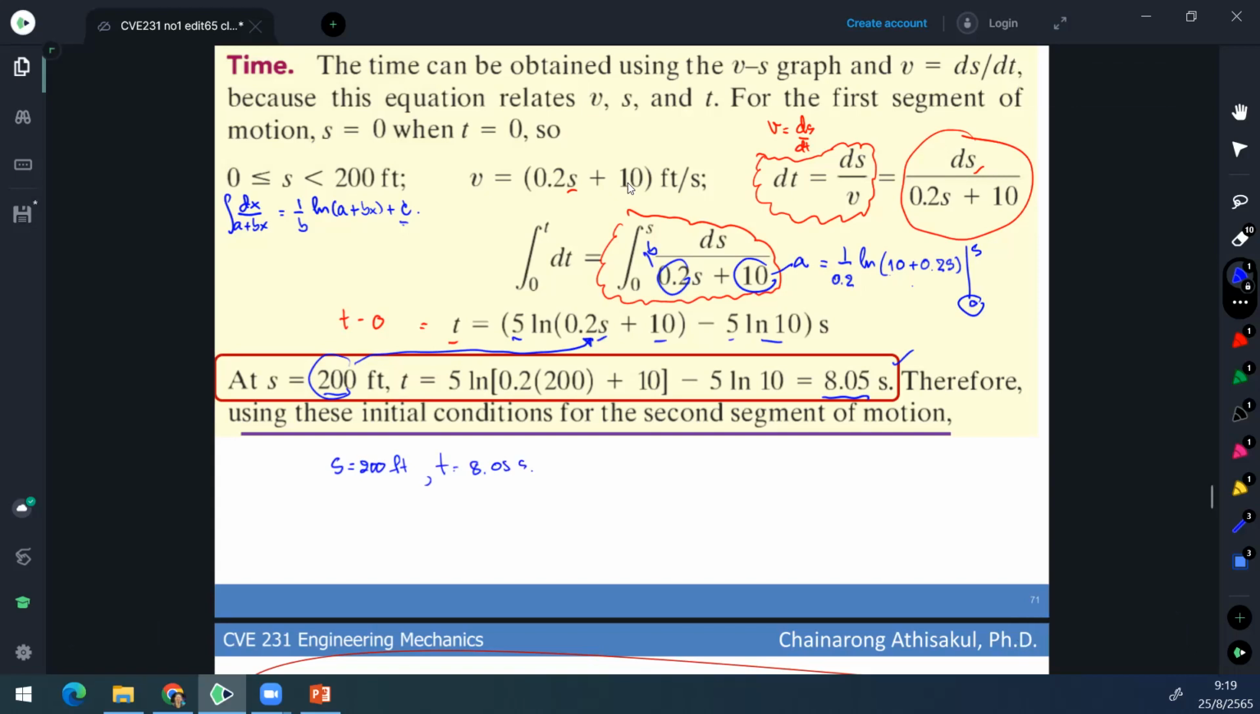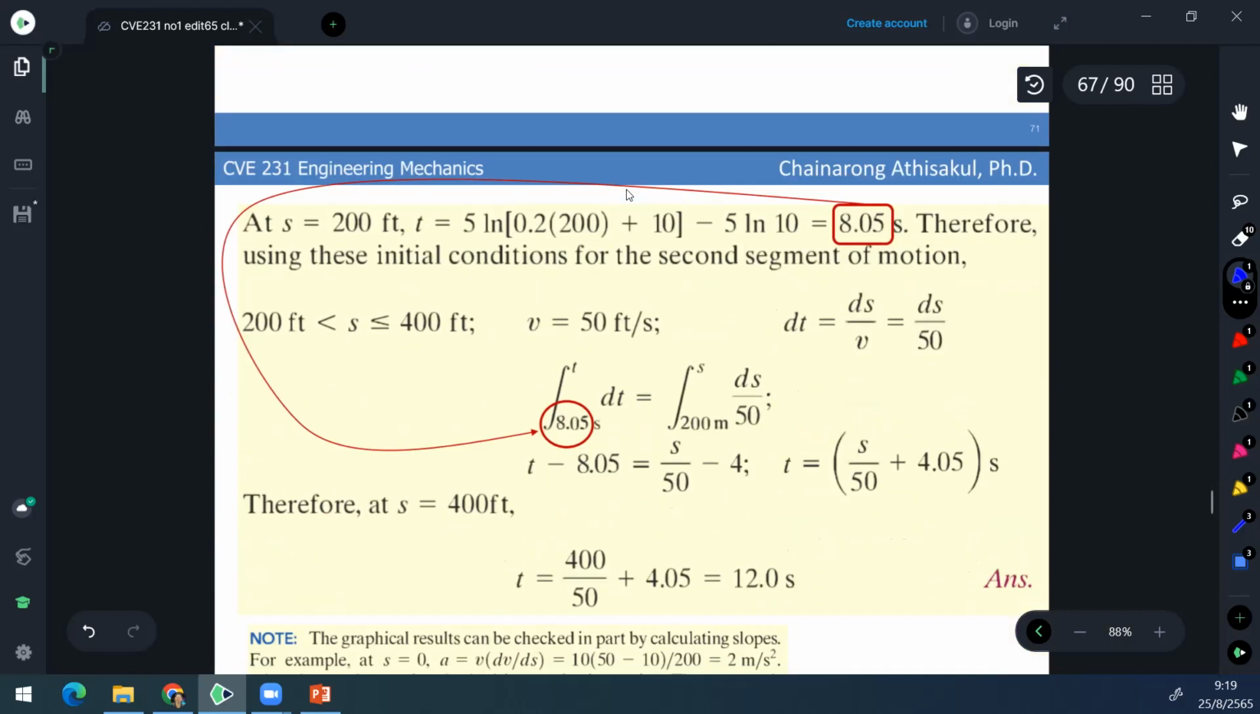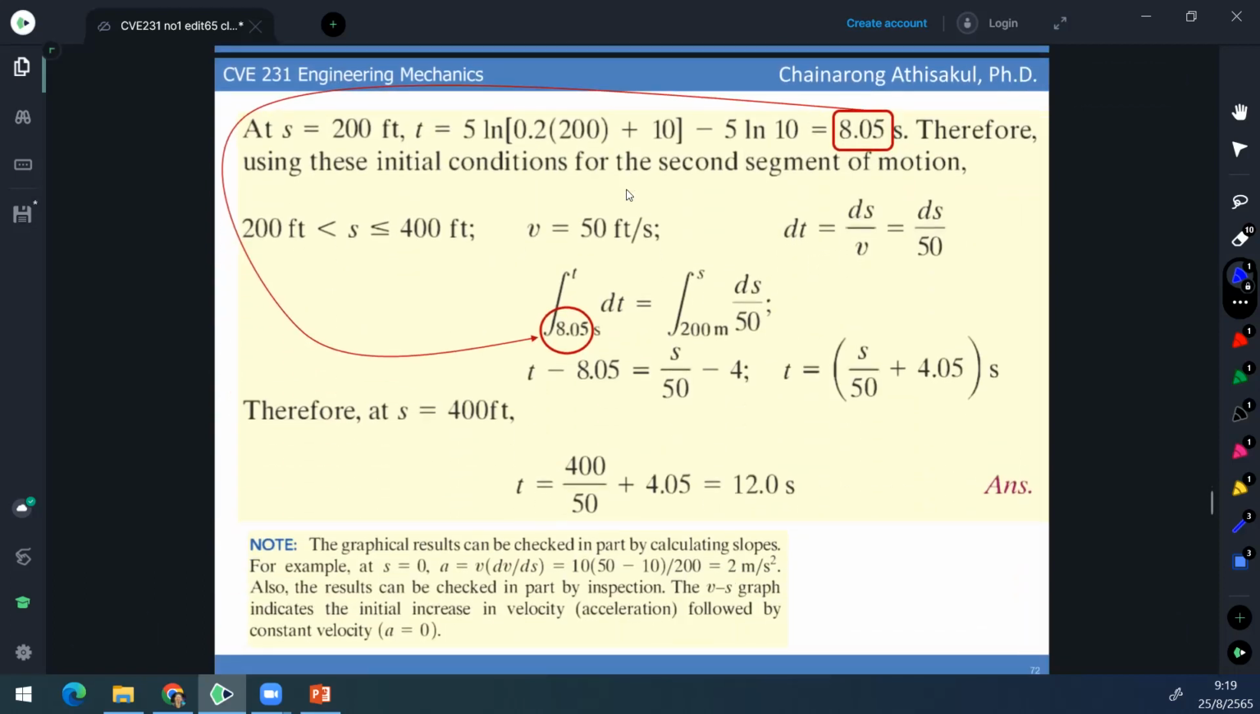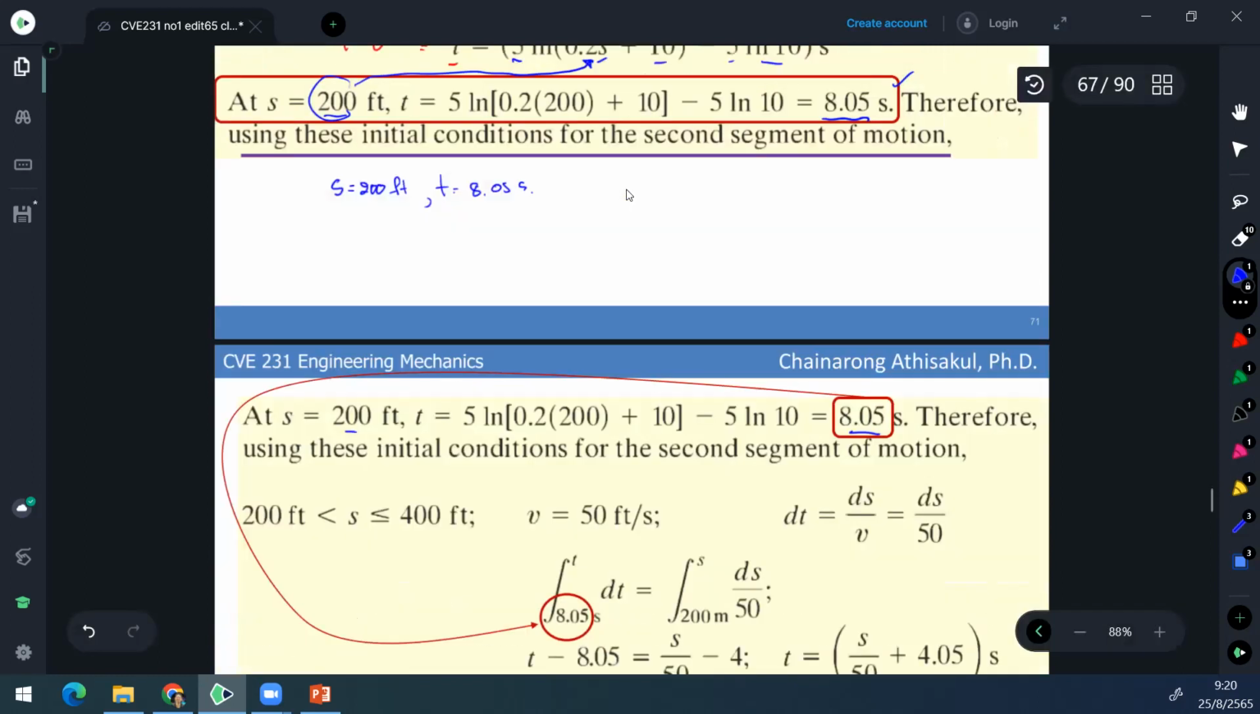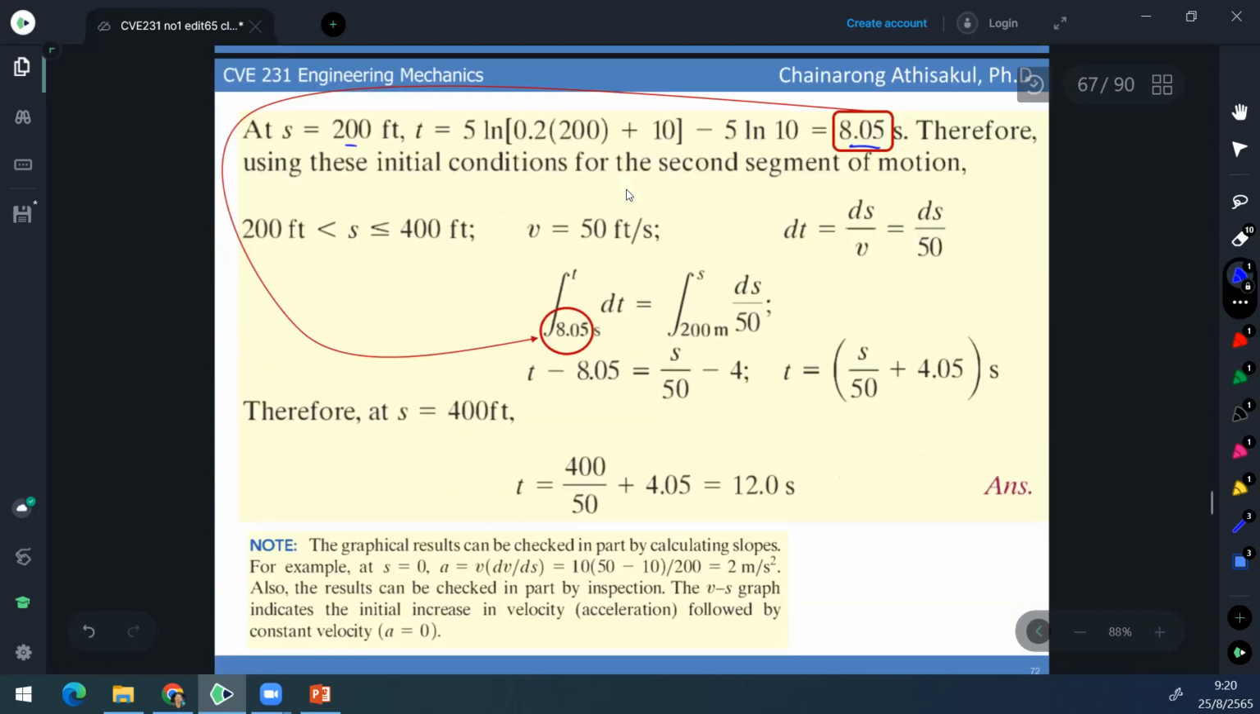But it's still not finished because we have the second interval. Now we have the time at s equal to 200 foot already, so let's take a look at the next period. For s equal to 200 to 400, we have v equal to 50, that is constant in terms of s. According to this, the velocity function is equal to 50 foot per second.